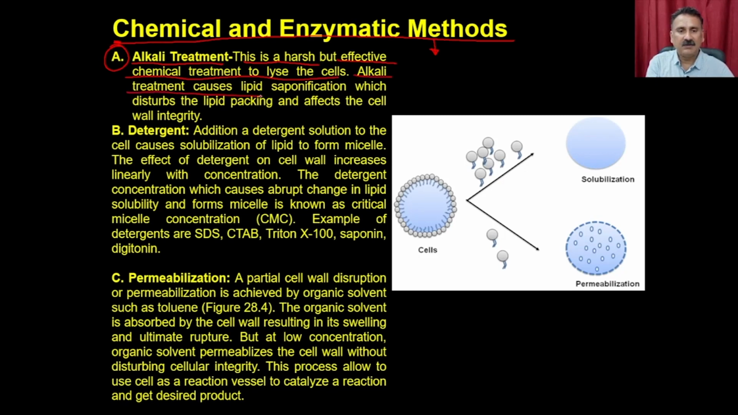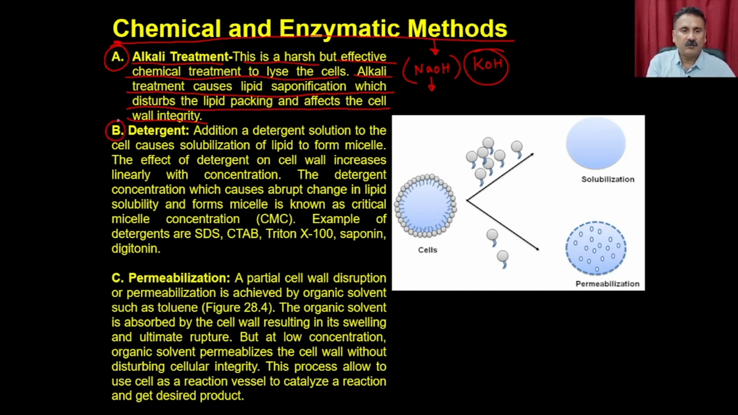Alkali treatment causes lipid saponification, which disturbs the lipid packing and affects the cell wall integrity. In alkali treatment, you are going to treat the cells with sodium hydroxide or other kinds of alkali like KOH. What will happen is that it is going to dissolve the lipid molecules, and that's how it is going to disturb the lipid packaging and affect the cell wall integrity.